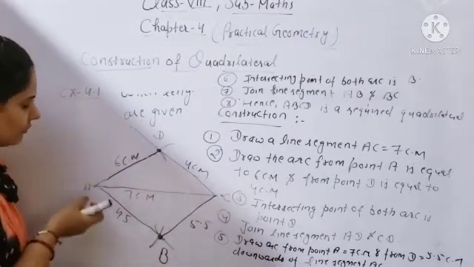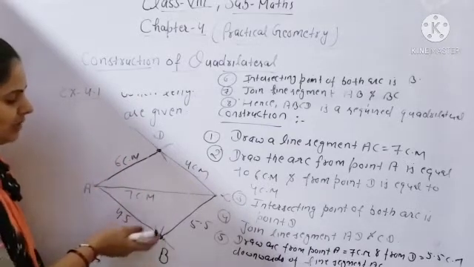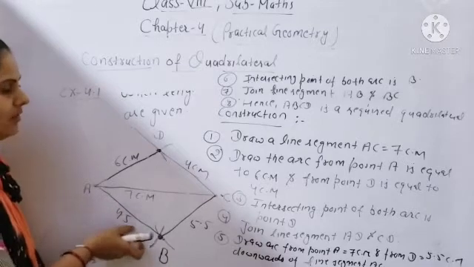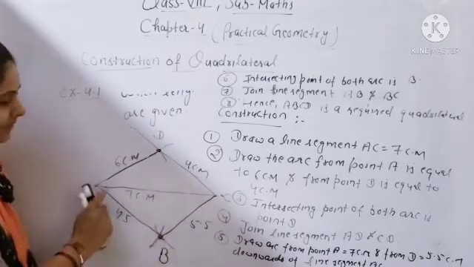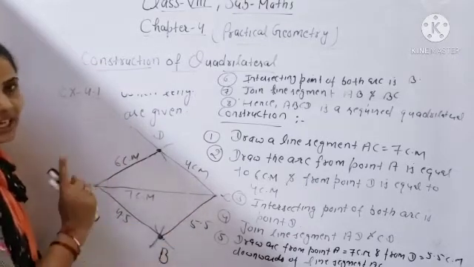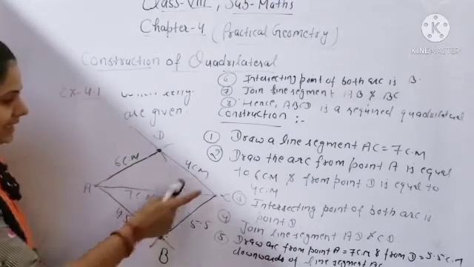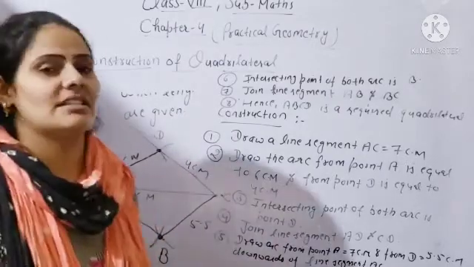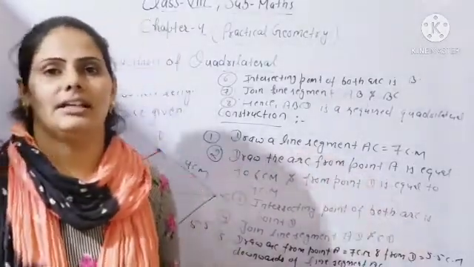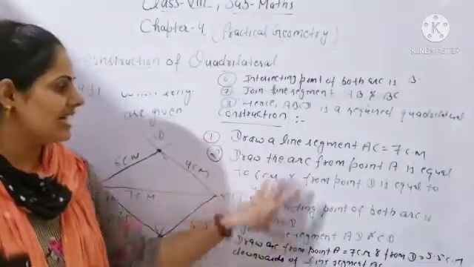Clear? The same downwards also: from point A you will open your compass and draw the arc 4.5 centimeter, and from point C you will draw the arc 5.5 centimeter. After that the intersecting point of both the arcs is B here. After that join the lines AB and BC. So you can say ABCD is your required quadrilateral. Like that you have to do the construction.